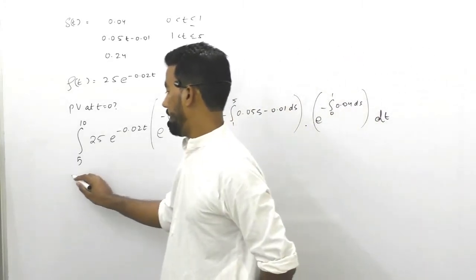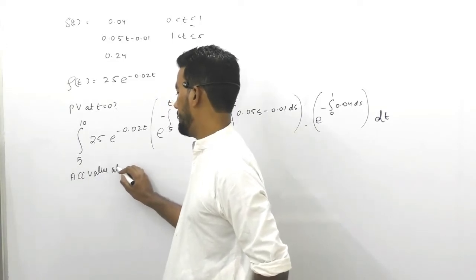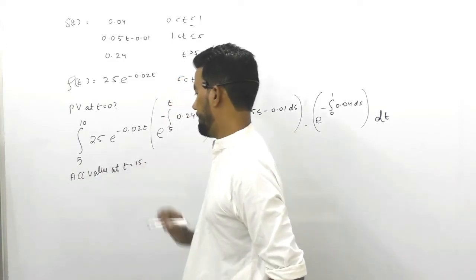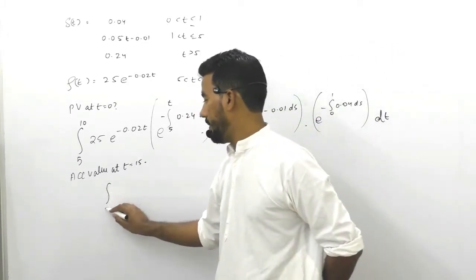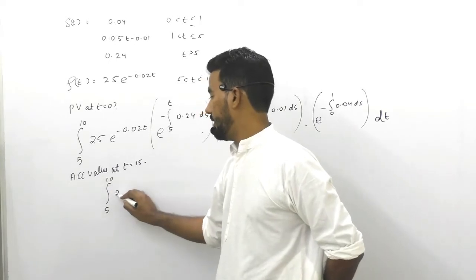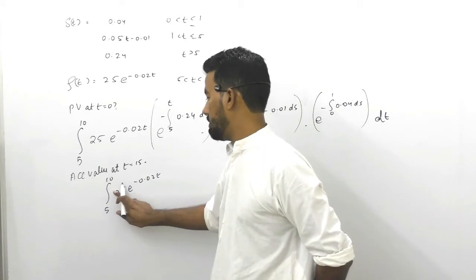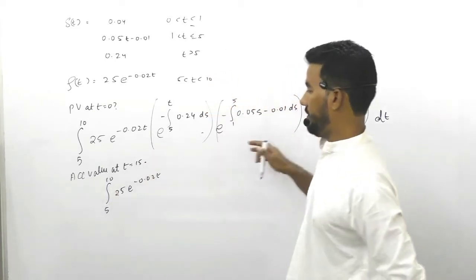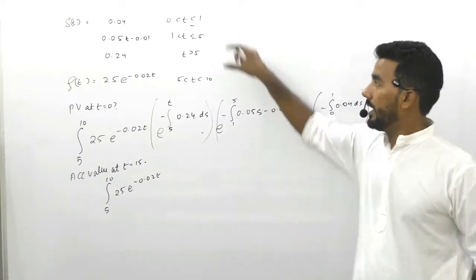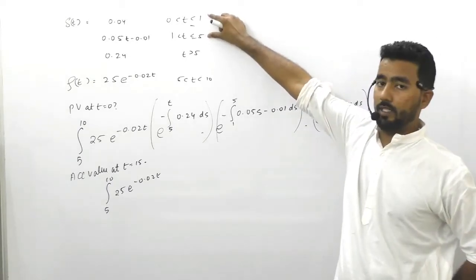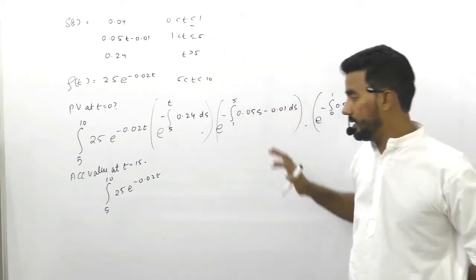And suppose now the question says find accumulated value at time 15. This is what the question asks, for example. So the first part remains the same from 5 to 10, 25 e raised to minus 0.02 t. This does not change. Now instead of the discount factor, we'll have to multiply the accumulation factor. Now since the payment is starting from time 5, any interest rate which is given before time 5, that is from 0 to 1 and from 1 to 5, will become useless for you. You don't have to consider them at all.